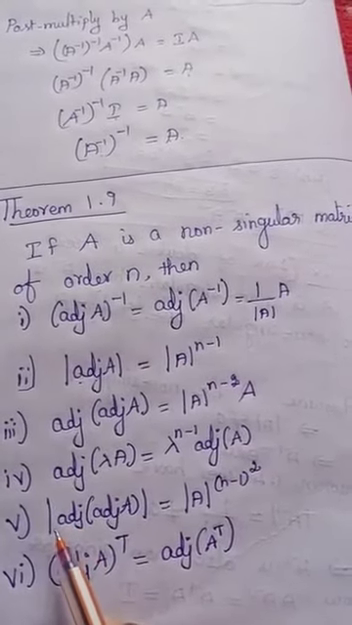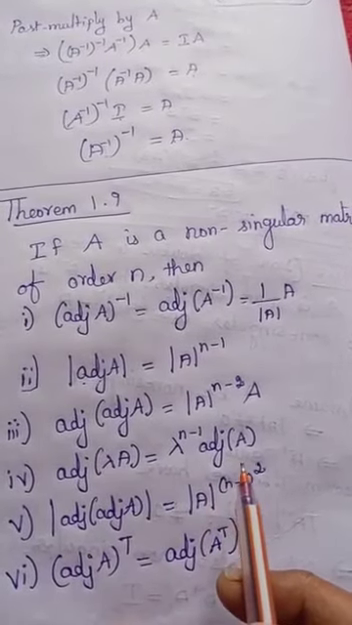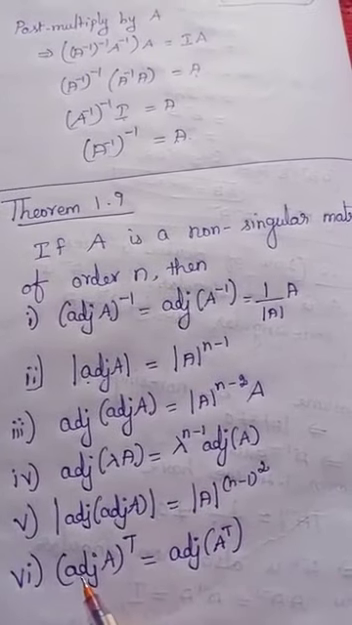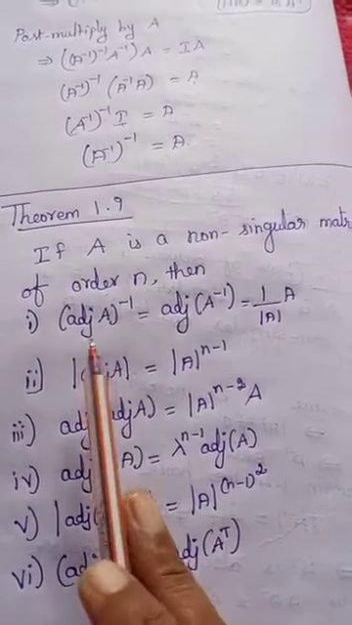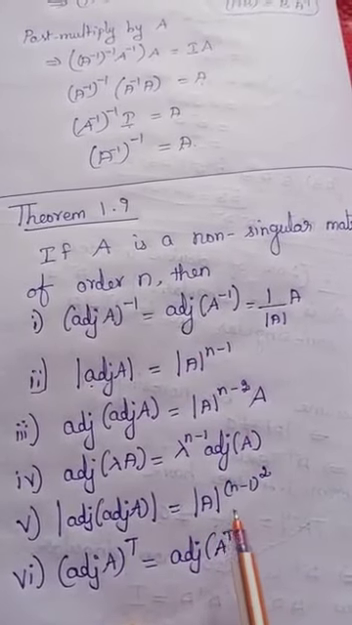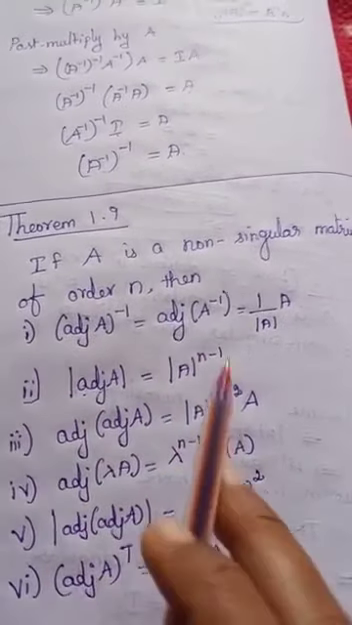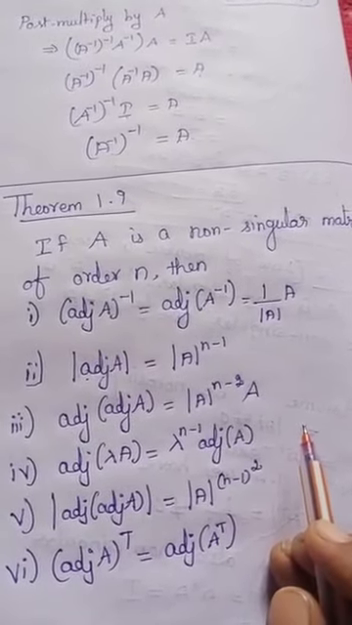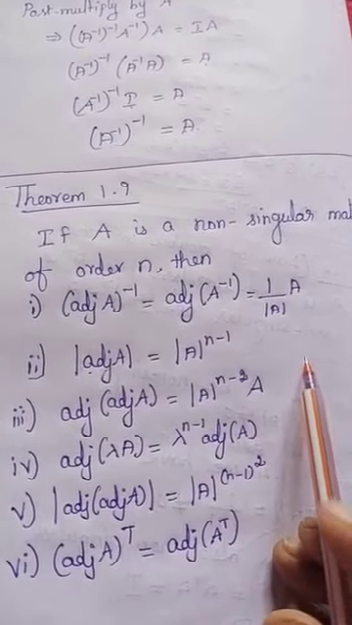Now, determinant of adj A is equal to determinant A power n minus 1, the whole square. And the last one is adj A the whole transpose equal to adj of A transpose. See, adj A the whole inverse is also equal to adj A inverse. Adj A the whole transpose equal to adj A transpose. Okay, all this we have to use in some of the problems. So don't forget to learn this. In the next class we will be using this to do the sums.